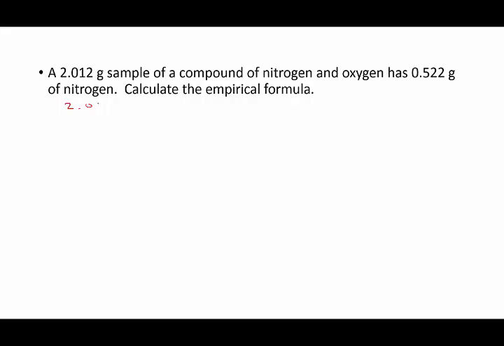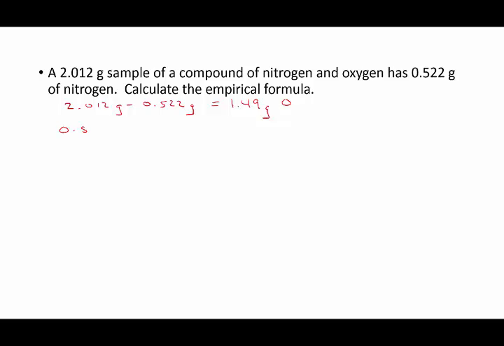So 2.012 grams minus 0.522 grams of the nitrogen. And when I do this, I got 1.49 grams of oxygen. So now I have the gram mass of the oxygen and the gram mass of the nitrogen. Recall that the subscripts in the chemical formula, be it empirical formulas or molecular formulas, are moles. So the next thing we have to do is a gram to mole calculation using the molar mass of the nitrogen and the oxygen. So let's start off with the nitrogen.